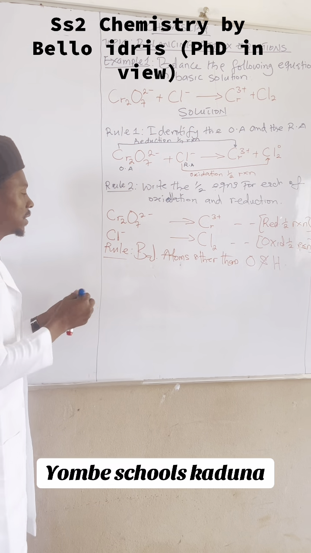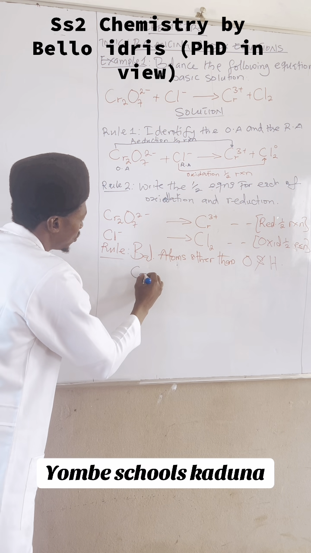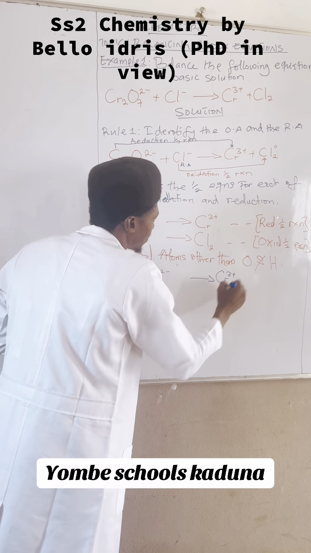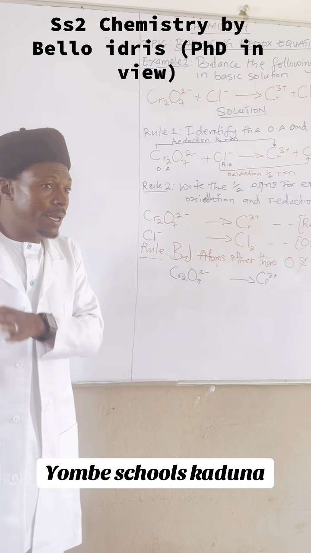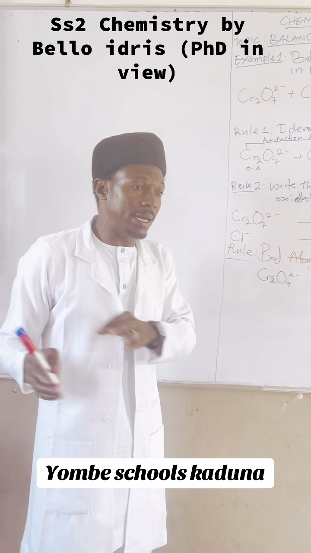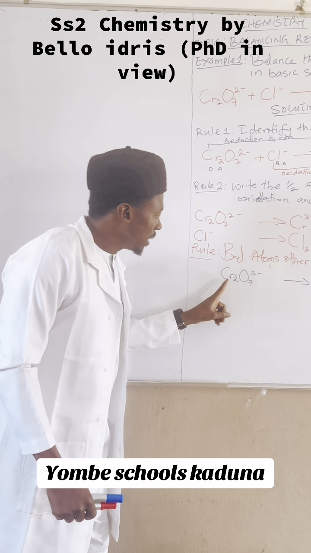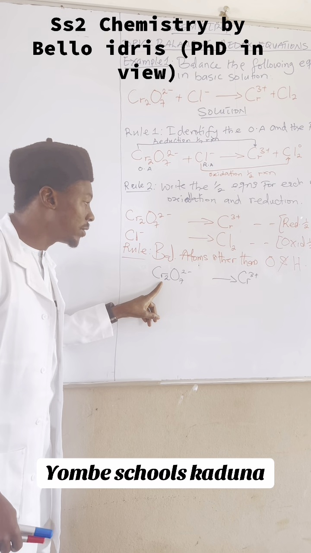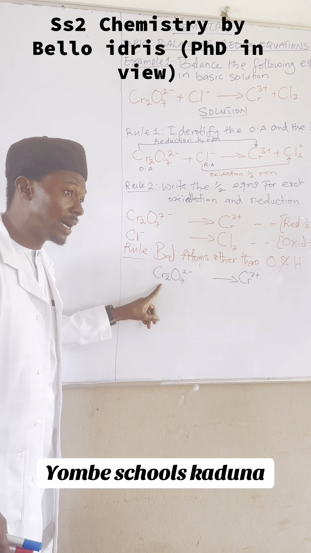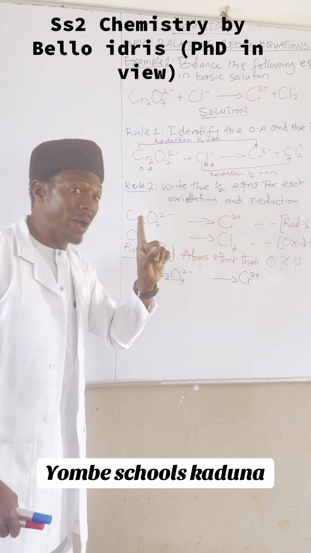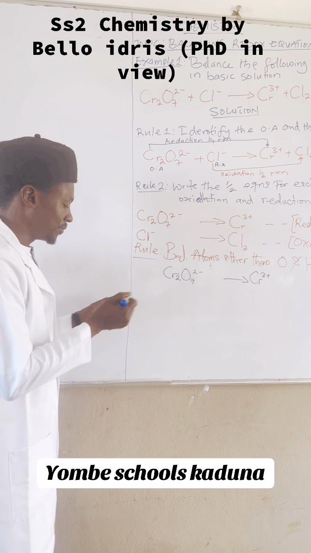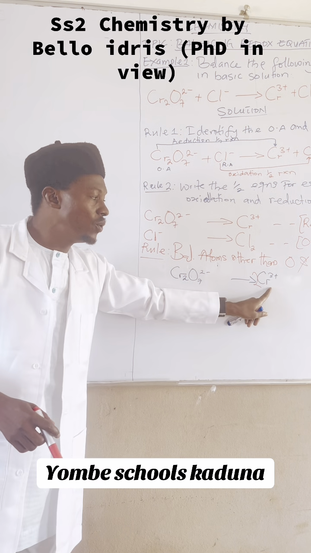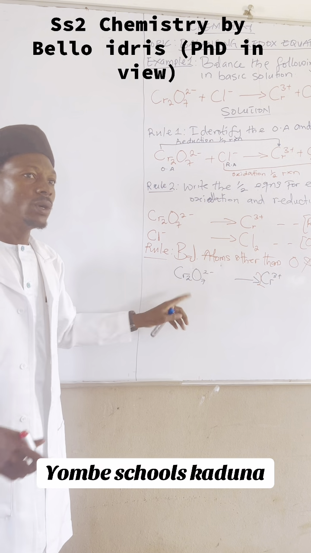We rewrite the equation: Cr2+ arrow Cr3+. Atoms other than hydrogen and oxygen, that is, atoms that are not hydrogen and not oxygen. Which atom is not hydrogen and oxygen here? We have chromium, which is Cr. How many Cr do we have here? Two atoms of Cr. How many atoms of Cr do we have here? Only one. So now to balance it, since here is 2, we add 2 here. Now we have 2 chromium here and 2 here. We are done with this rule.